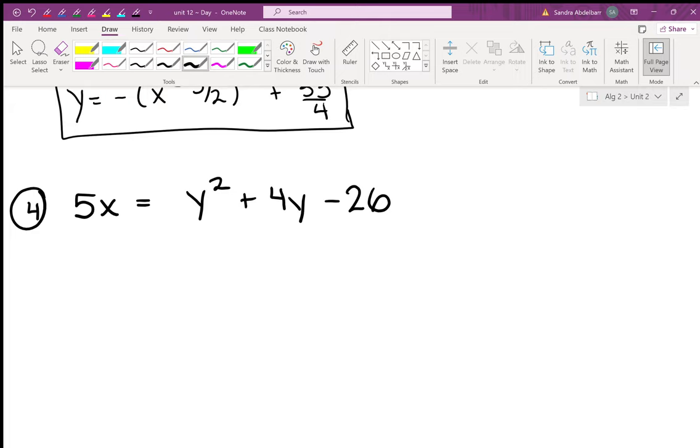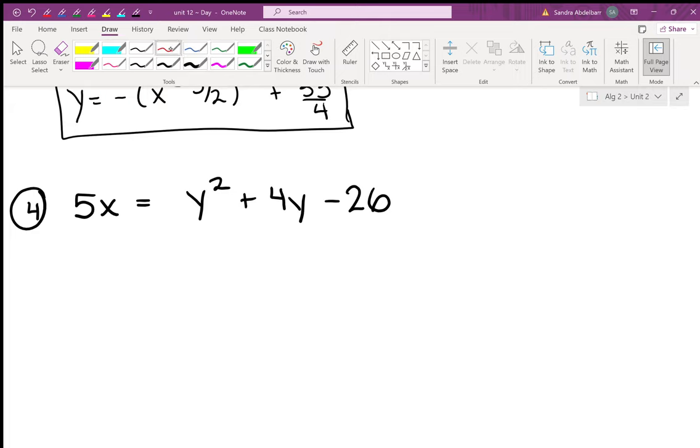Okay, so what are we going to do? Well, first, I don't want that 5 there, but I'm going to leave it for now. We will eventually get rid of the 5. Ultimately, we need x equals something over here. But before I get rid of the 5, I want to do my work on the y squared plus 4y minus 26. I want to complete that square.